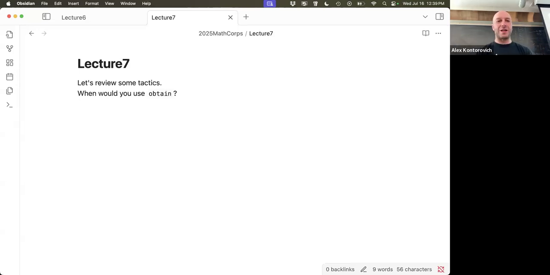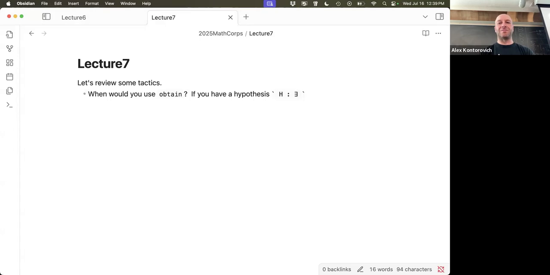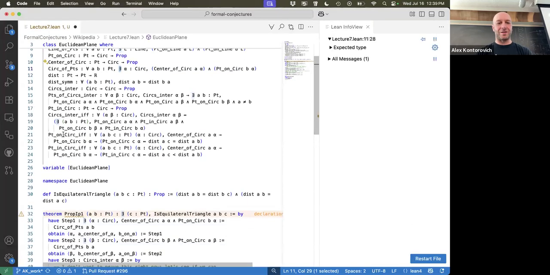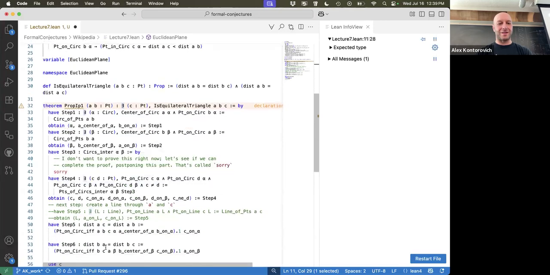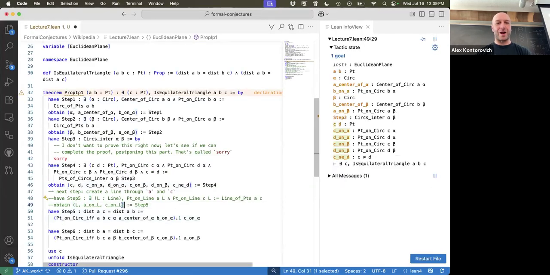To get something, if you know that something what? Yes, exactly right. If you have a hypothesis, what should we call the hypothesis? H. H is a hypothesis that there, oh, this isn't going to work, so let me grab an exists. If you know that there exists something, a thing, with some property, then you can say obtain, and then I need my little curly brackets.